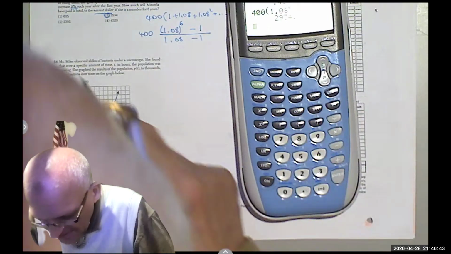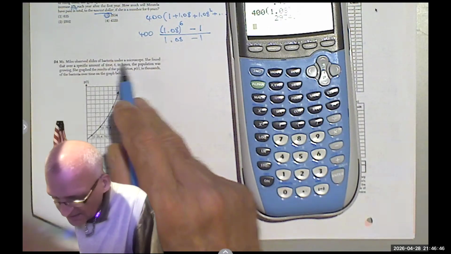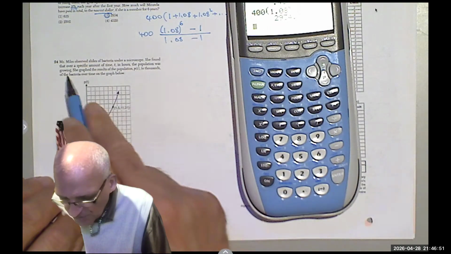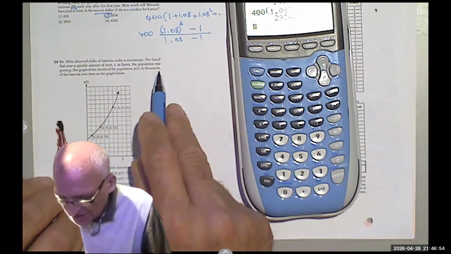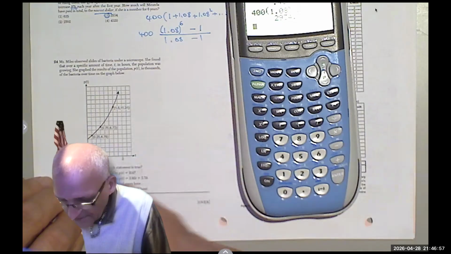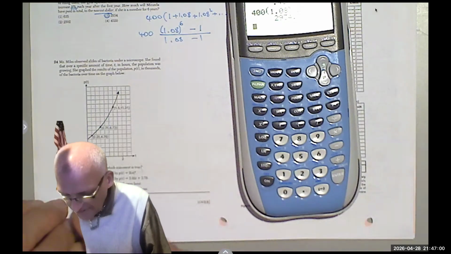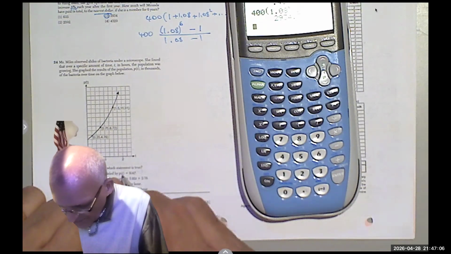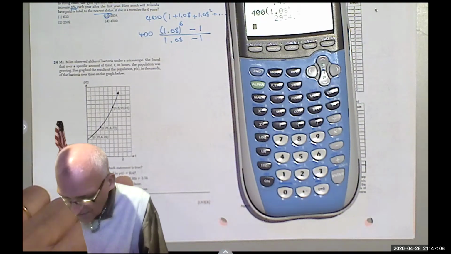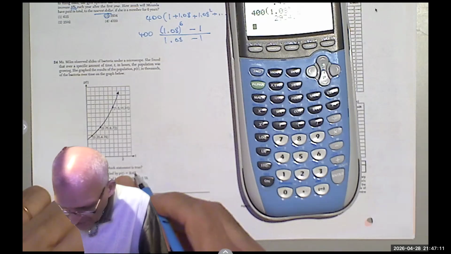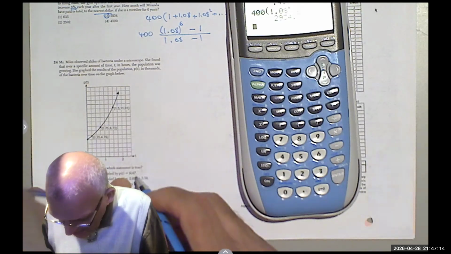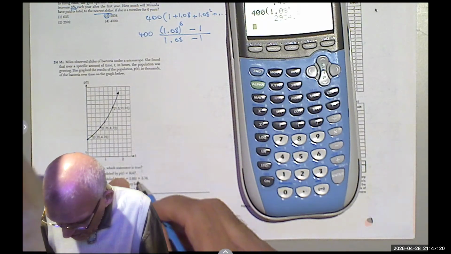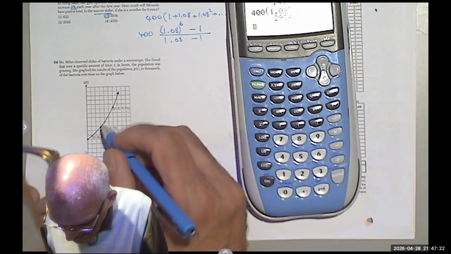Finally, the last problem. It says Miss Miles observed slides of bacteria under a microscope. She found that over a specific amount of time in hours, the population was growing. She graphed the results of the population in thousands of the bacteria over time and got this. Assuming exponential growth, which statement is true? The population can be modeled by P of t equals 2 times 4 to the t. Well, at time 0, that would be 2, so that's correct. At time 1, I should get 2 times 4, which is 8.